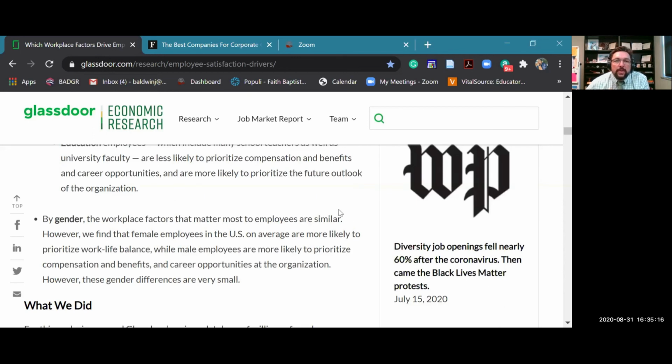By gender, the workplace factors that matter most to employees are similar. However, they did find that female employees in the US on average are more likely to prioritize work-life balance, while male employees are more likely to prioritize compensation and benefits and career opportunities.